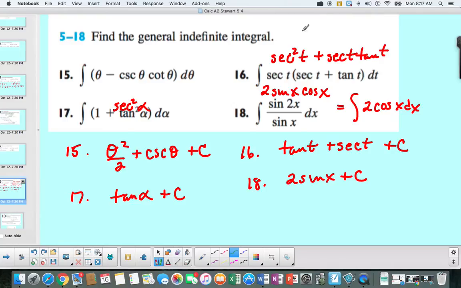You can see that I had to manipulate by distributing here, and then I was able to see expressions that I knew the antiderivative of. Here I had to use an identity, and once I used the identity, I was able to reduce and get a simpler form in which I was able to do that. Here, hopefully you recognize the identity, and again, you can proceed from there.